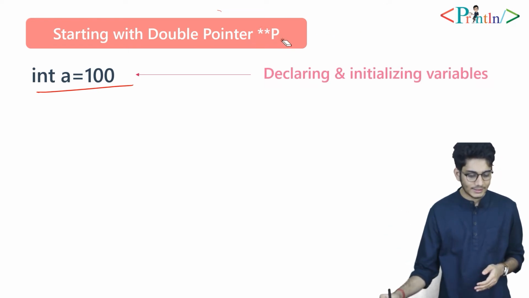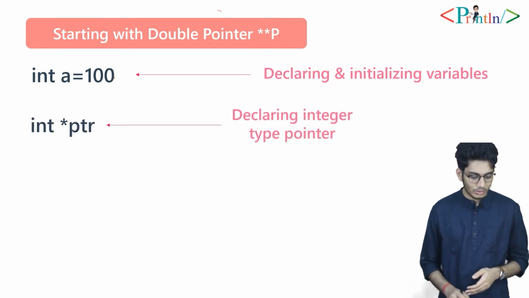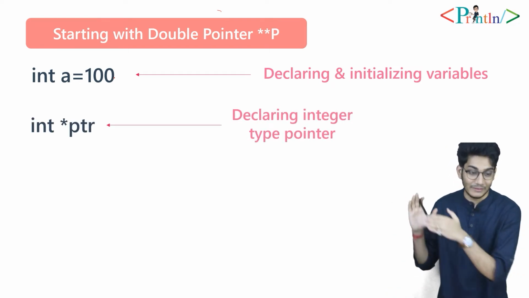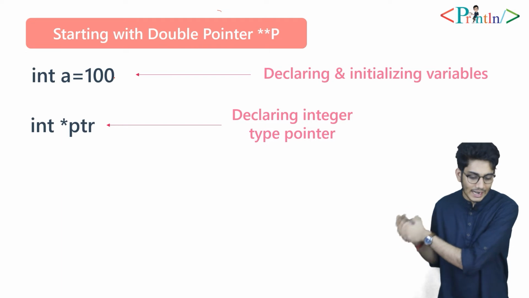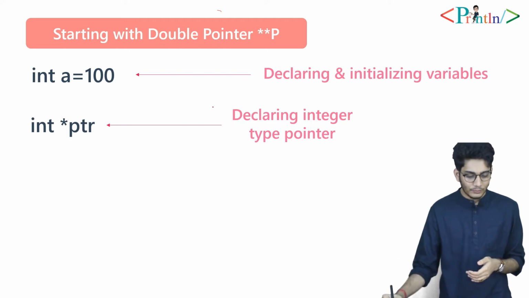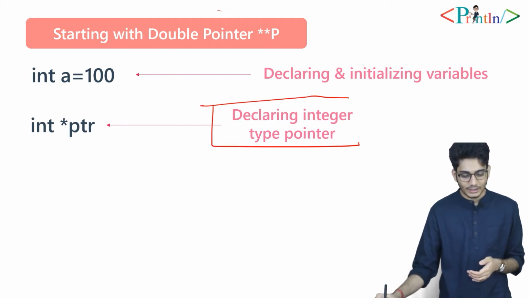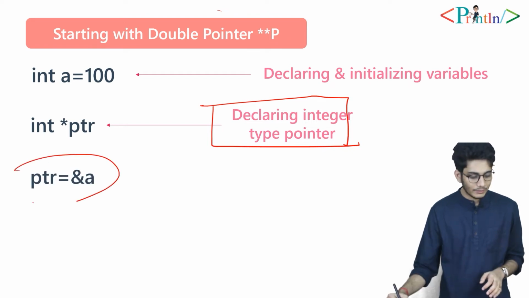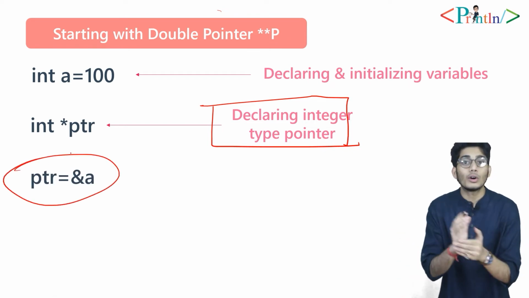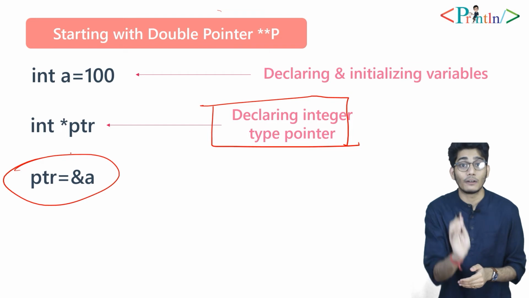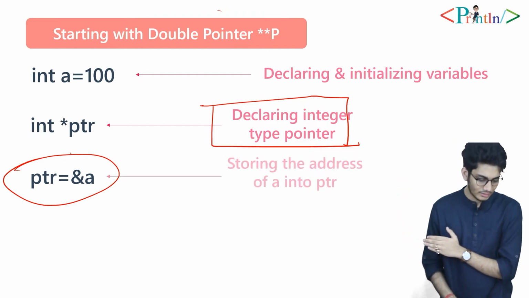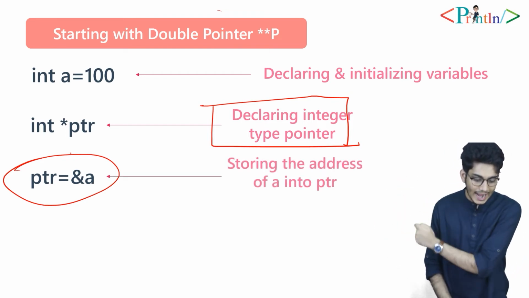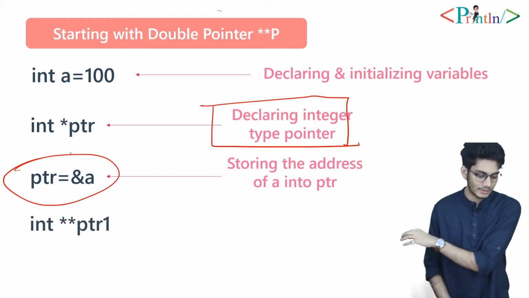Let me clear these things. Yeah. So we have declared a variable. Sorry, we have declared a pointer, that is int star ptr, and you can see that we are declaring the type pointer. Now what are we writing? We are writing ptr = &a. So we are storing the address of A. Is this portion clear? So, storing the address of A into ptr.